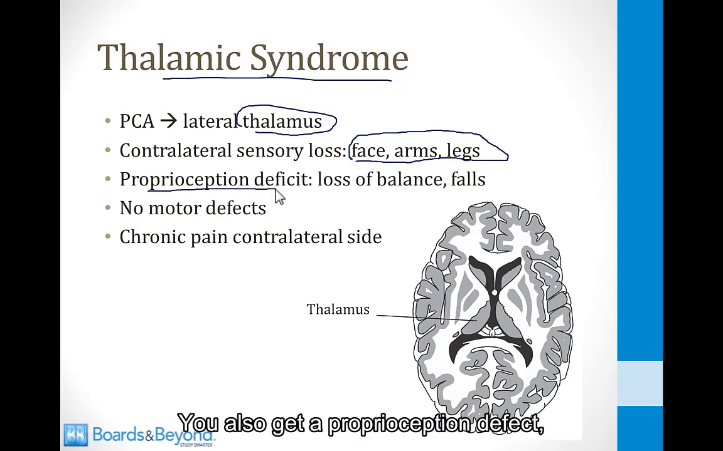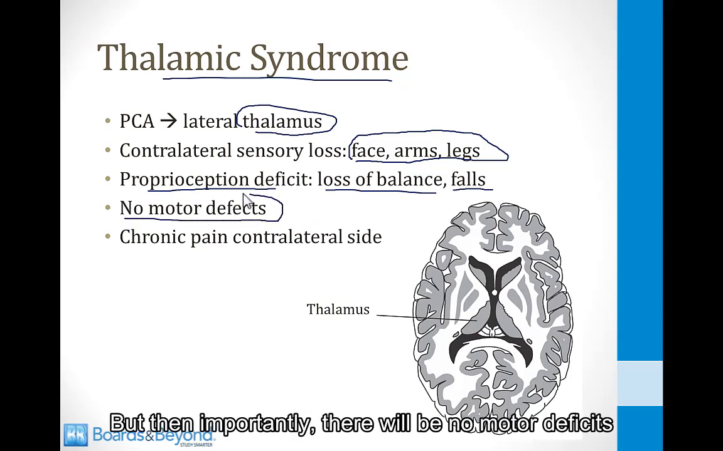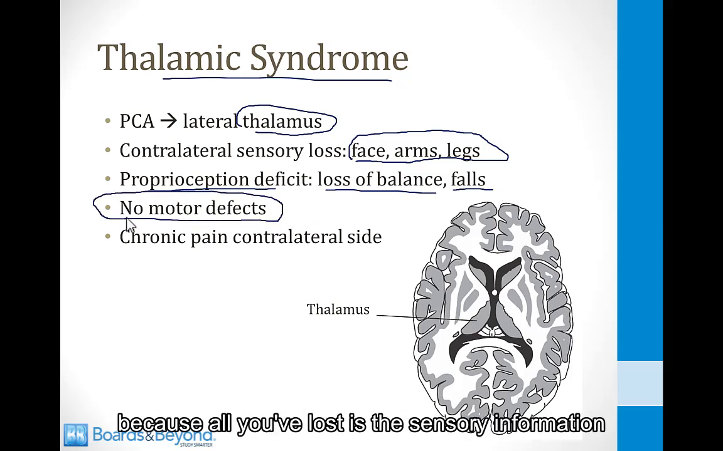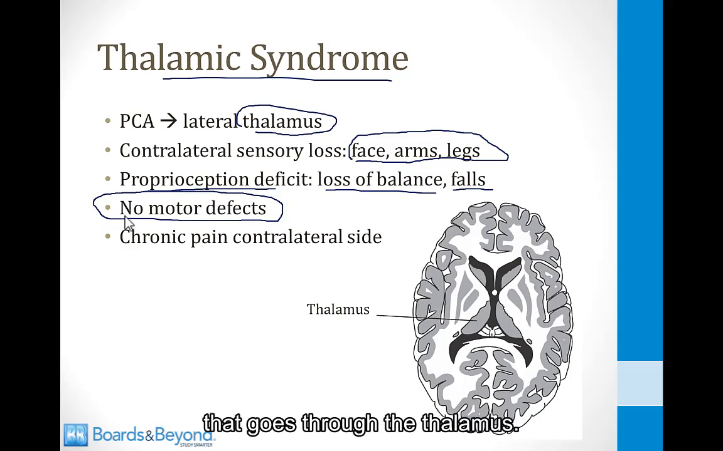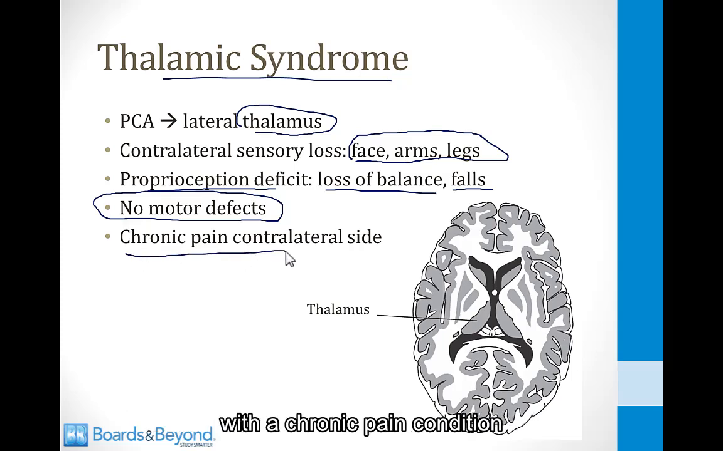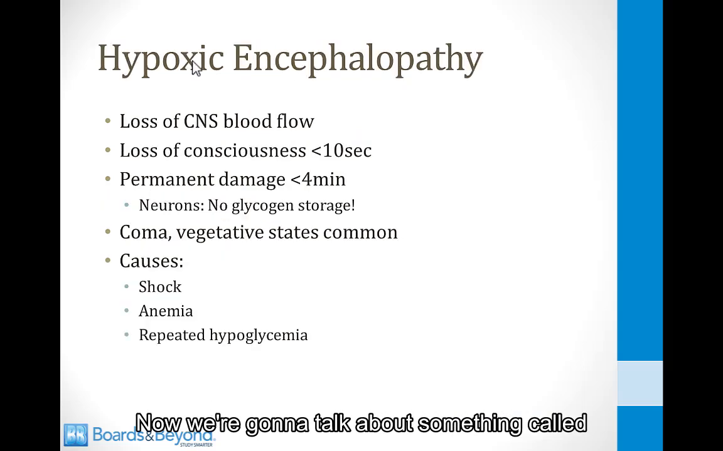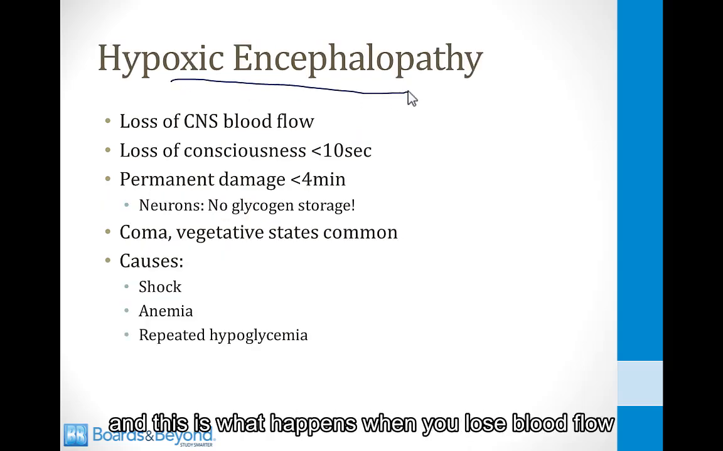You also get a proprioception defect, so these patients will present with loss of balance and falls. But then importantly, there will be no motor deficits because all you've lost is the sensory information that goes through the thalamus. When this syndrome resolves, some patients are left with a chronic pain condition on the contralateral side of their body, where it's very painful to be touched at all on that side of the body, and that's called a thalamic pain syndrome.